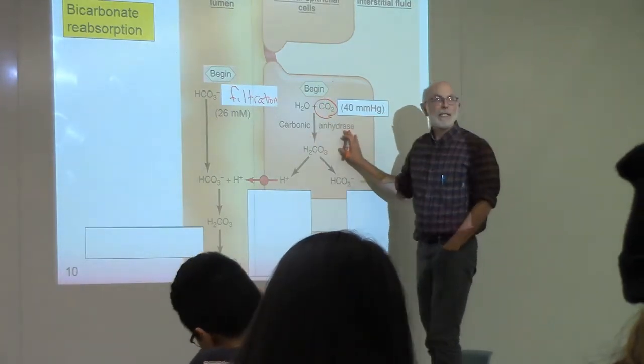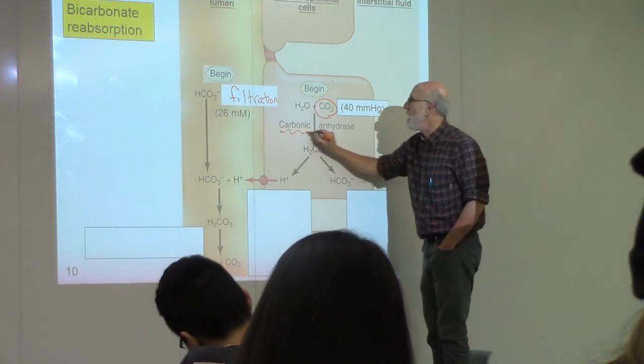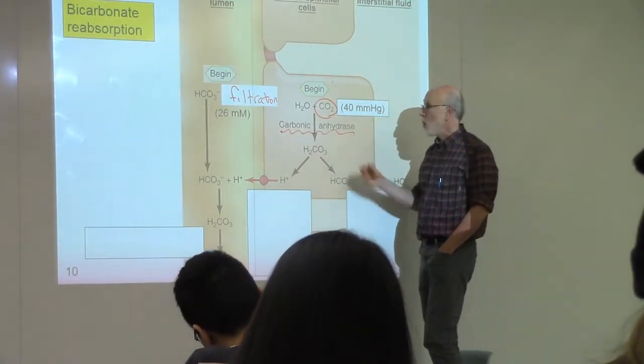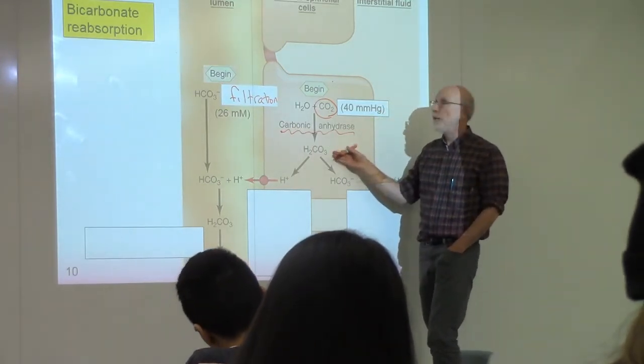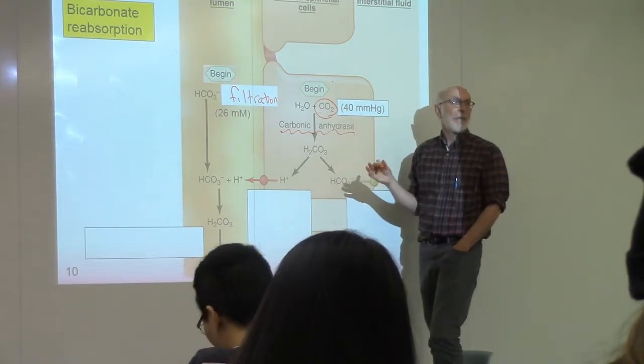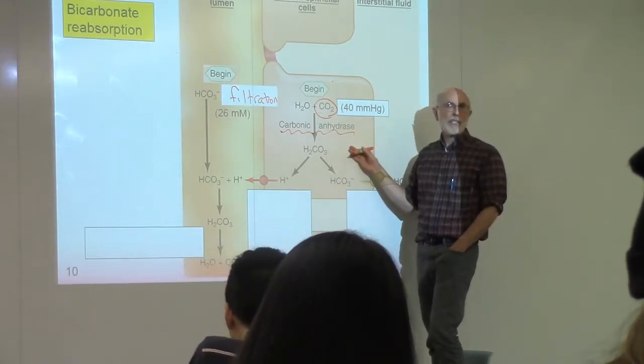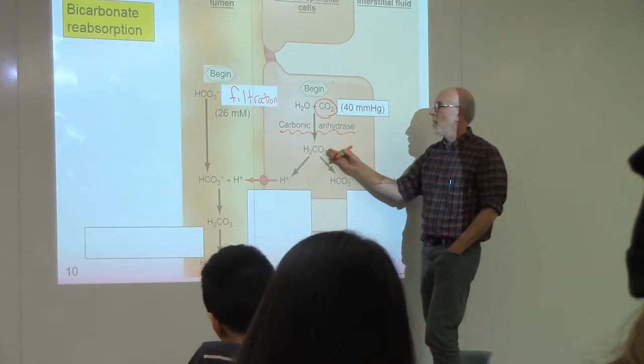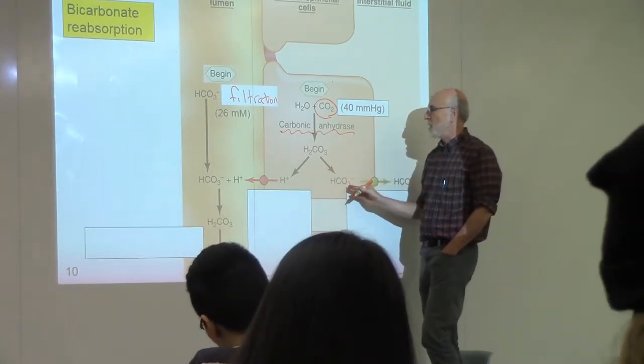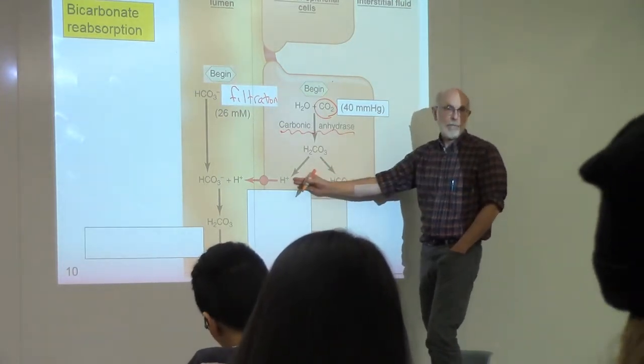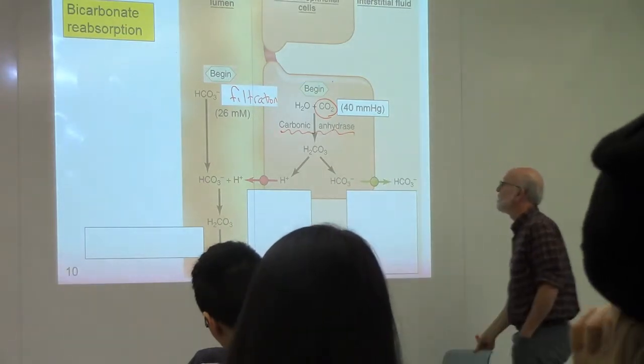Well, these cells express carbonic anhydrase. So they make carbonic acid from the CO2 in the water. In fact, most cells do, but these have a high expression of carbonic anhydrase. Carbonic acid dissociates into proton and bicarbonate ions.